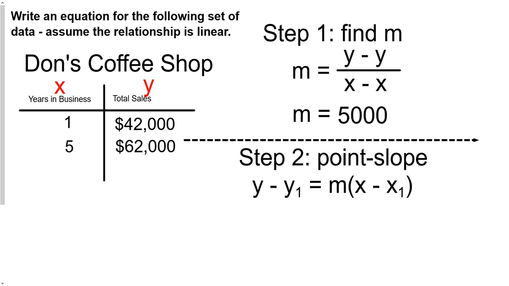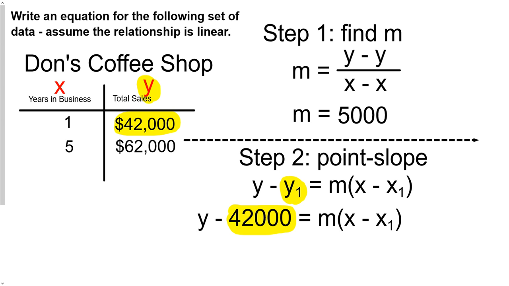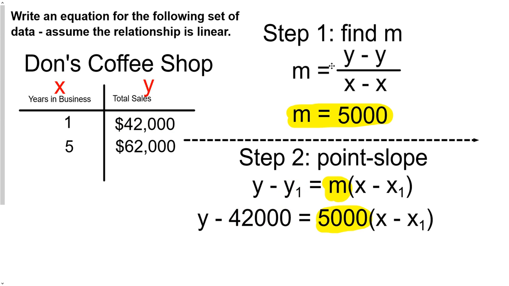So there we go. Plug in your values. So your y1, let's just use that 42,000. This is a y, so this y1 becomes 42,000. Your slope, yeah, here's your slope. It was 5,000, so this m right here became 5,000. And then the x1, well, since we used 42,000 for the y, we've got to use the 1 for its x. So this x1 becomes 1.